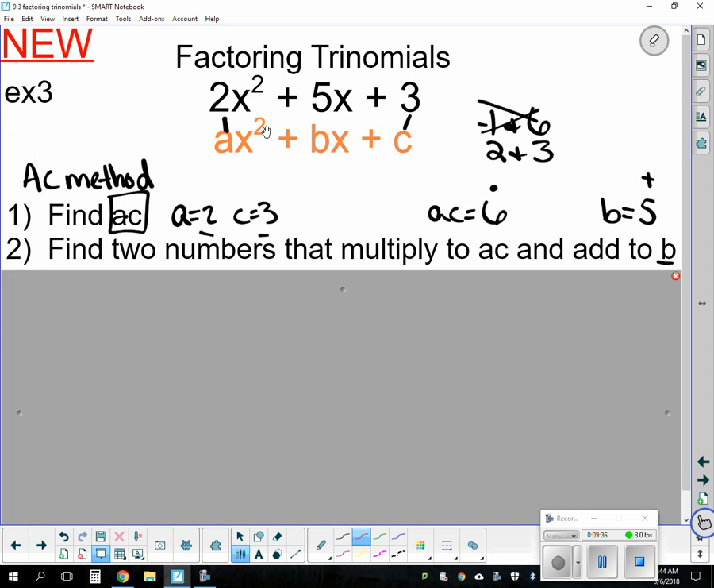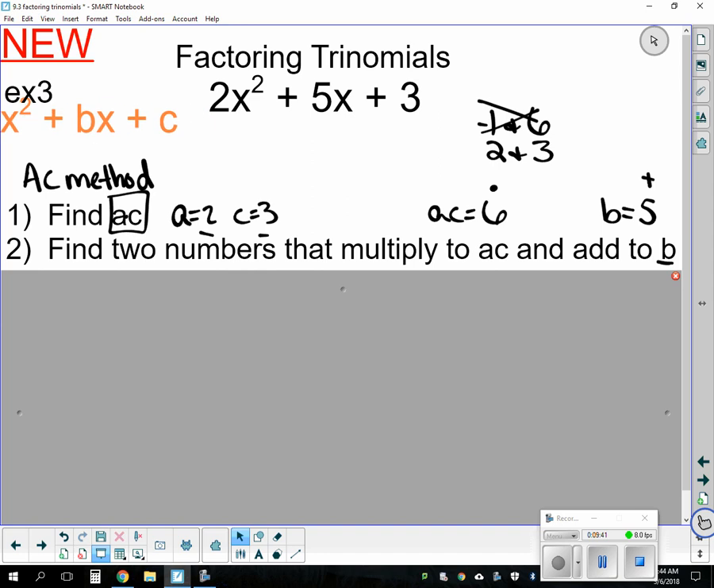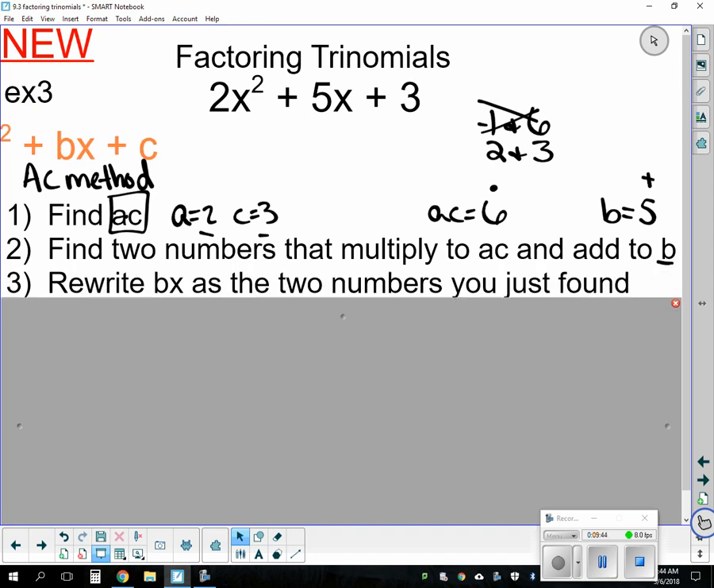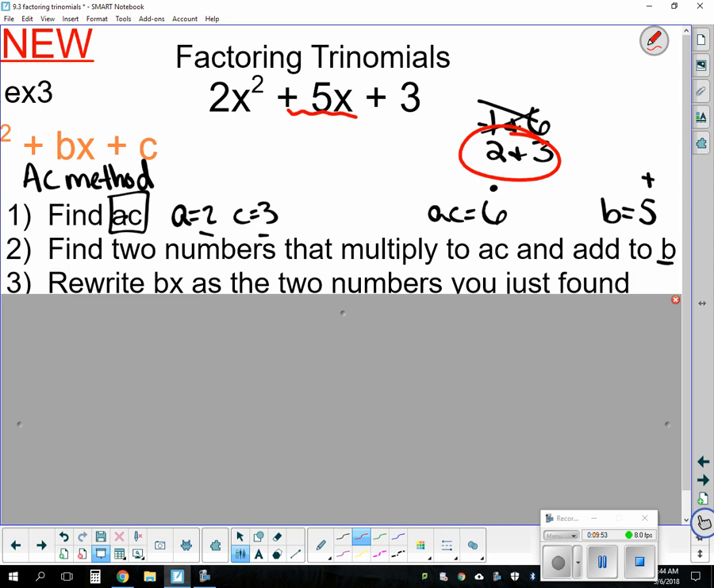Let me clean my slide up a little bit. I'm going to want to work underneath there. I don't need that anymore. So once you find your 2 numbers, you are going to rewrite bx, which we know is this part, as the 2 numbers you just found. We're going to have to include the variable though. So 2x squared I'm leaving alone. But in place of the 5x, I am going to write plus 2x and plus 3x. And then I'm going to bring down my plus 3. Okay? So look at what we did here. I found those two numbers.